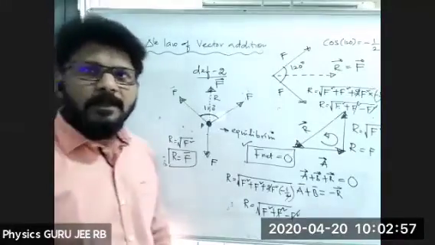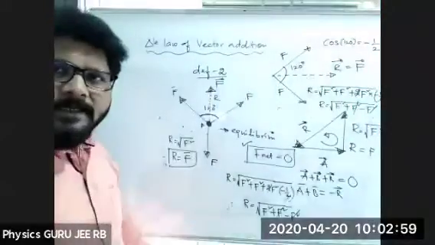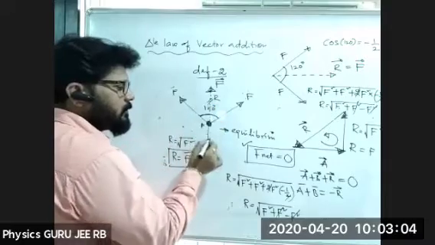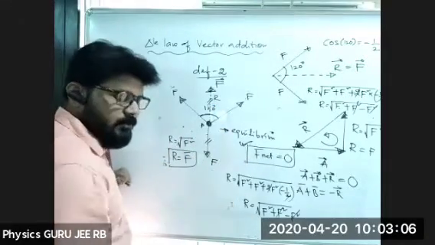Will you accept this one now? This is F and here it is F. Both are opposite in direction. They will cancel. The net force will become 0.